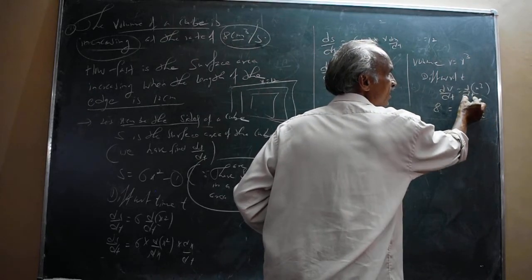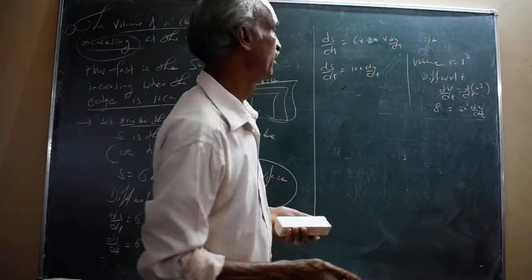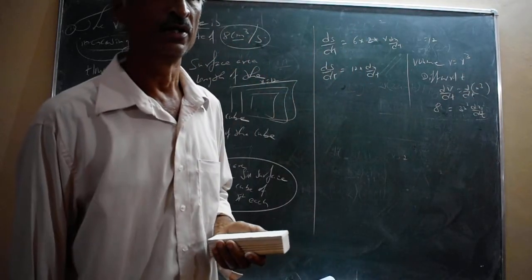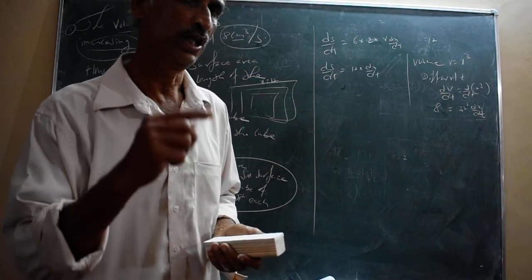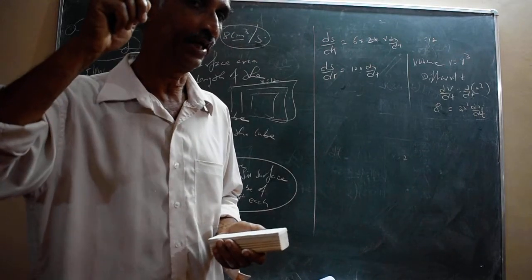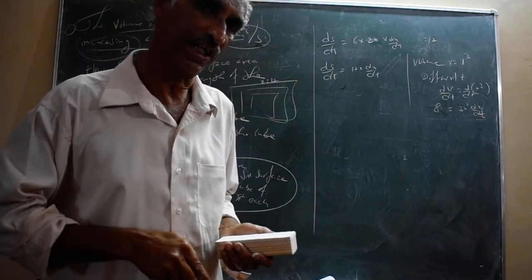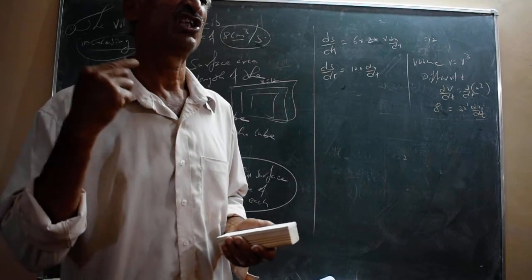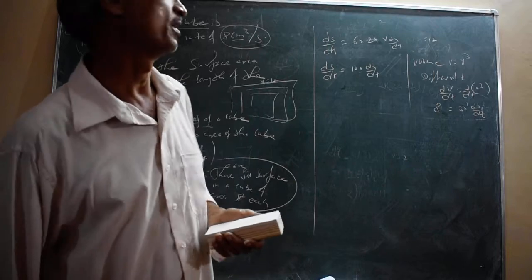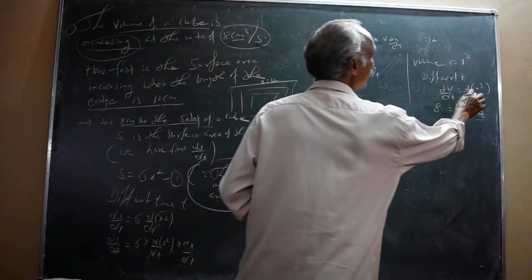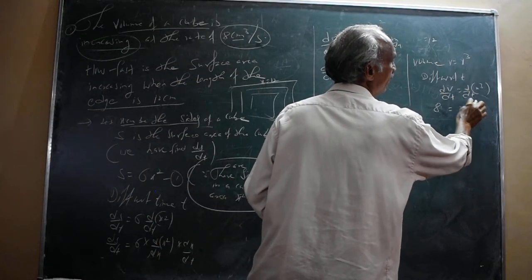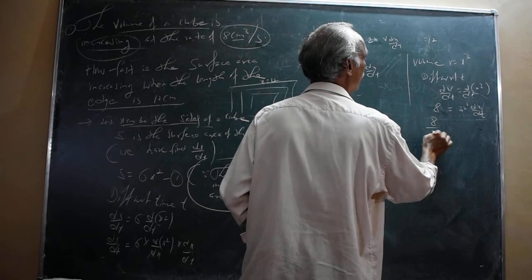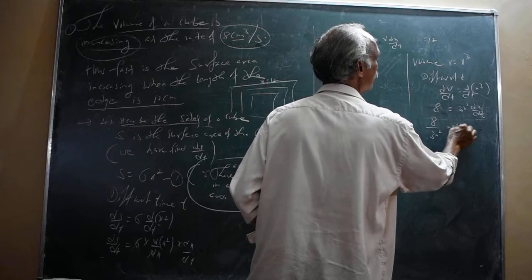Similarly, d by dx of y cube is 3y square into dy by dx. The variable that is on top here comes as dx by dt. Therefore, this 8 upon 3x square is equal to dx by dt.